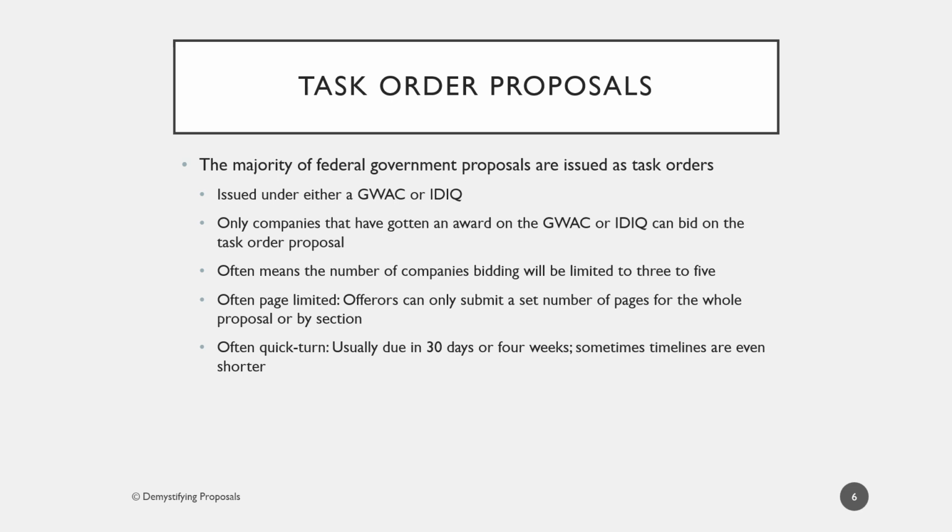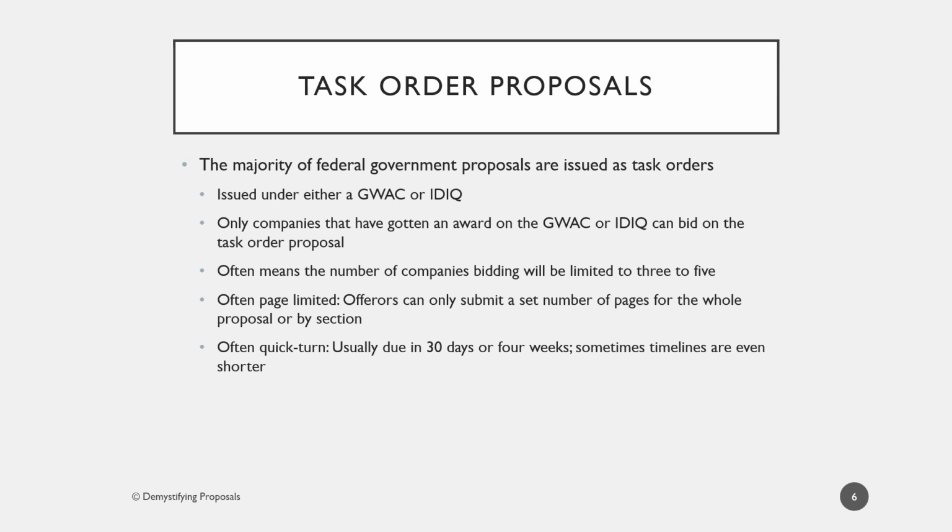Most proposals that government contractors do are task order proposals. So those are RFPs that are issued under either a GWAC or an IDIQ, but only the companies that have gotten an award under that GWAC or IDIQ can bid on the task order proposal that's been issued under that GWAC or IDIQ. That often means that the number of companies bidding will be limited to 3 to 5 companies, particularly for IDIQs.